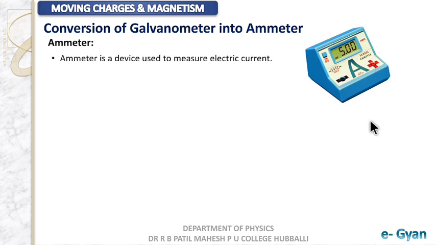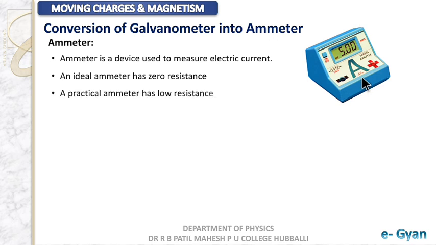An ammeter is a device which is used to measure electric current, and ideally it should have zero resistance, but practically this is not possible. Some amount of resistance will be there for an ammeter, and it is always connected in series with a circuit to measure the current flow in that circuit.